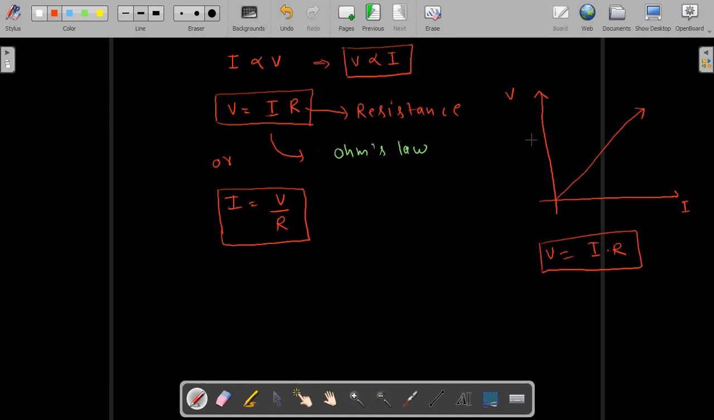And this Ohm's law can only be followed by what? Metals. In every case it's not possible. Only with metals is it possible. This Ohm's law can be followed by metals only.